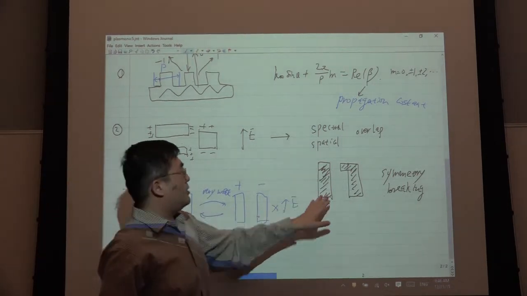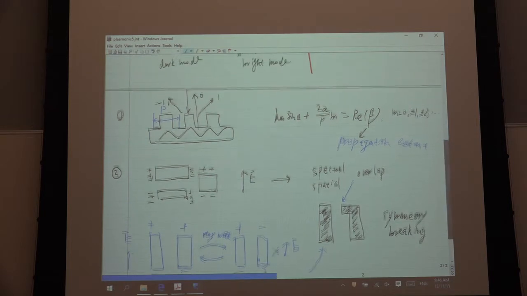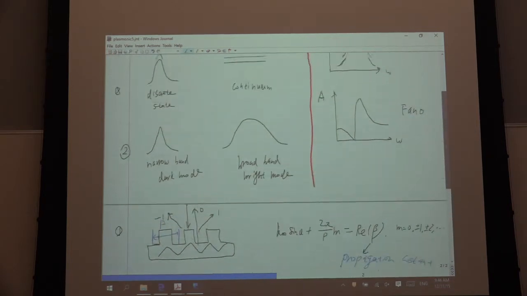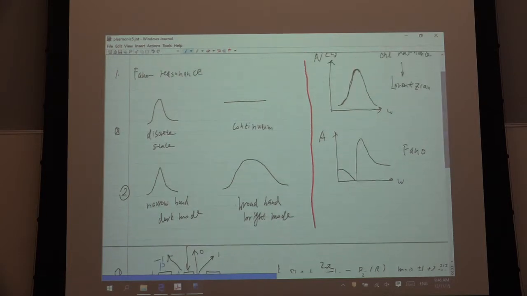So people do symmetry breaking to make the spectral and spatial overlap, to make this coupling possible, to make this Fano resonance. So this is something we talk about. One more question, back to the previous slide, if you don't mind. You also mentioned to students that the mode profile is typically a Lorentzian distribution.